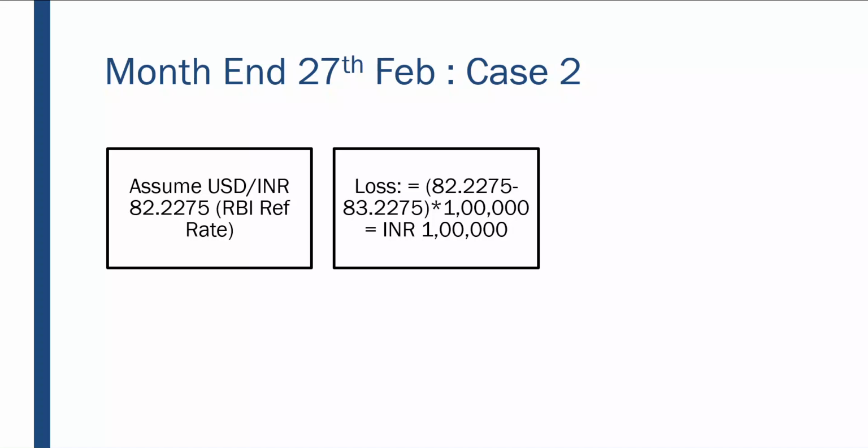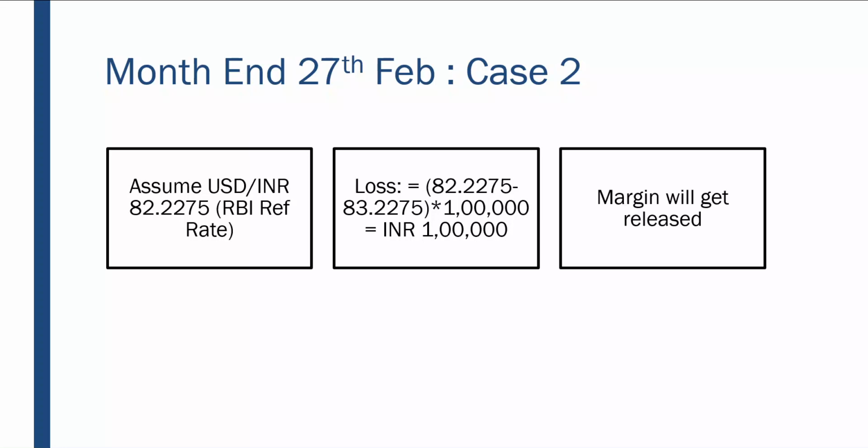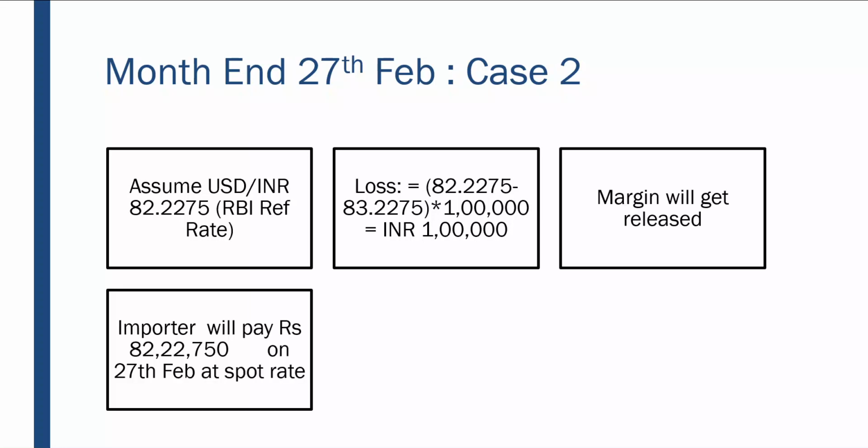82.2275 is the current price, and I have booked my order at 83.2275. So I'm going to lose 1 lakh rupees. The person who has sold is going to make money. I'm going to lose money. Margin will be released. I have to make a payment to the bank at 82 lakhs 22,750.